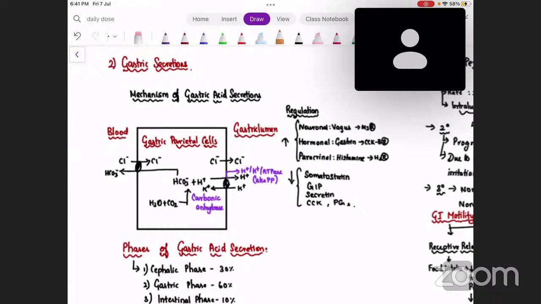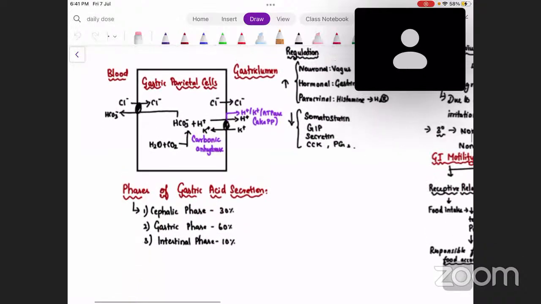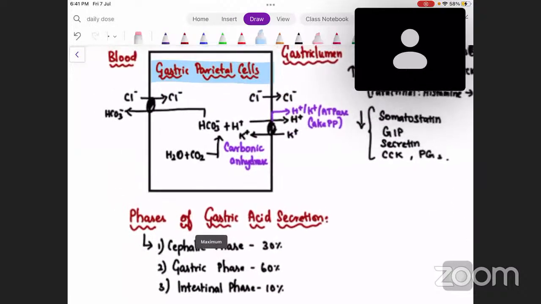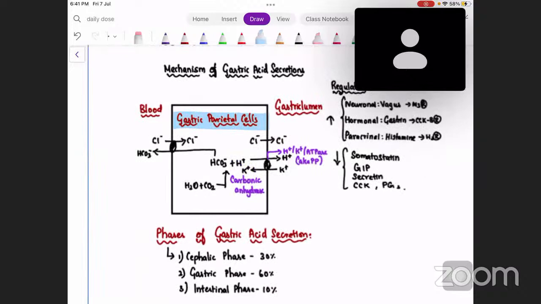From the salivary secretion, we go to the gastric acid secretion. Speaking about gastric acid secretion, first consider this is your gastric parietal cell. In that gastric parietal cell, we have water and carbon dioxide combined.